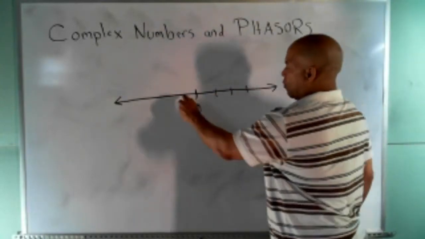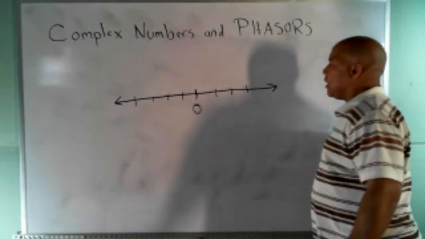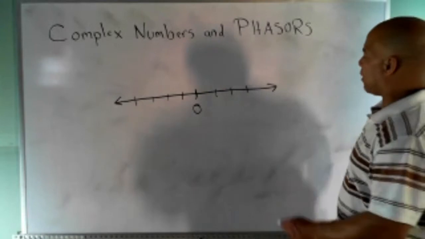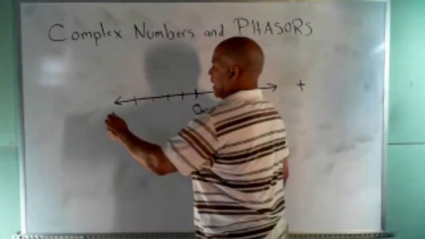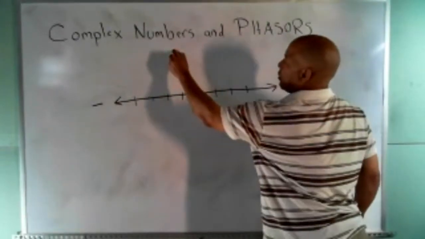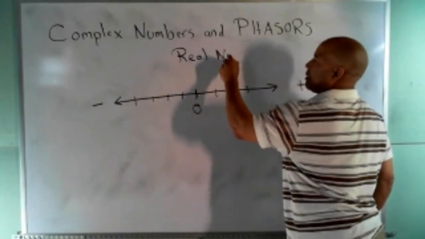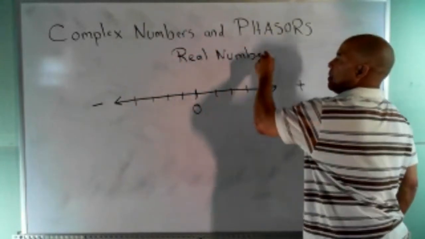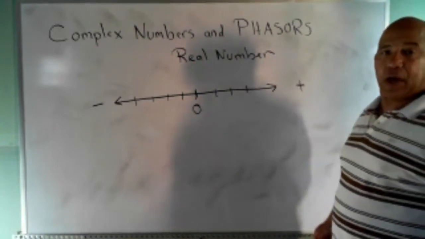These, of course, represent numbers or quantities. The farther I go to the right, I get bigger positive numbers. The farther I go to the left, I get bigger negative numbers. This number line is called the real number line. So any quantity on the number line is a real number.